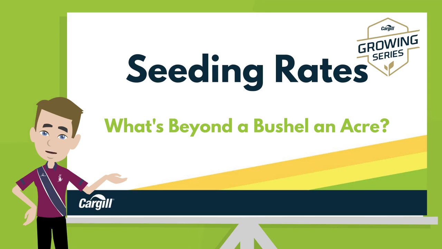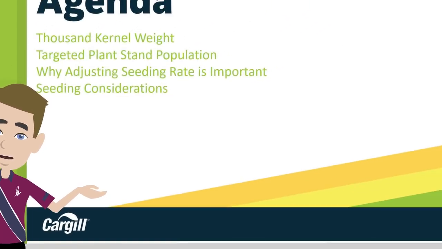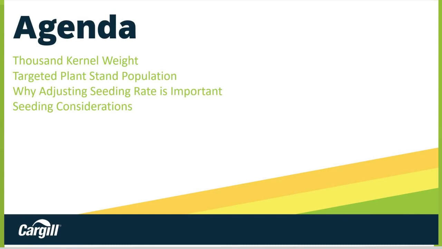Today I would like to talk to you about seeding rates and how to optimize your plant stand for the upcoming year. I'd like to discuss how adjusting your seeding rate and targeting a certain plant population can lead to more uniform crops and higher yield potential this year. I will explain thousand kernel weight and why you should know this number. I will go over what the newest research is saying about plant stand population and what levels to target. I will give some reasons why adjusting seeding rate is important. And finally, I'll wrap up with some seeding considerations and best practices.